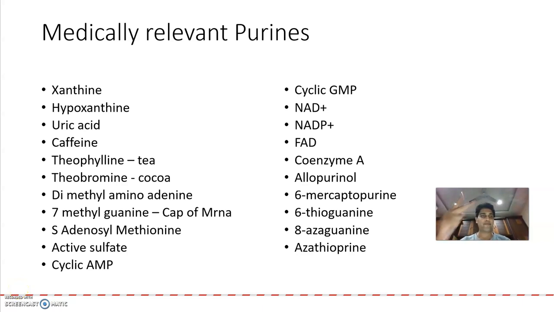Right, part two. So we have just seen the structures of purines and pyrimidines. We have seen how adenine looks, how guanine looks, how xanthine, hypoxanthine, and uric acid look. Then we have also seen how some of the pyrimidines like cytosine, uracil, and thymine look. Now we'll see some important medically relevant purines. So medically relevant purines are xanthine, hypoxanthine.